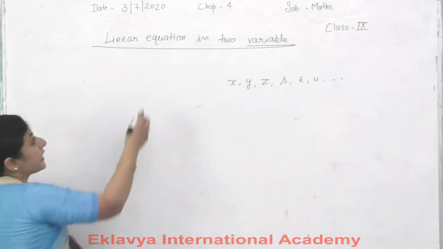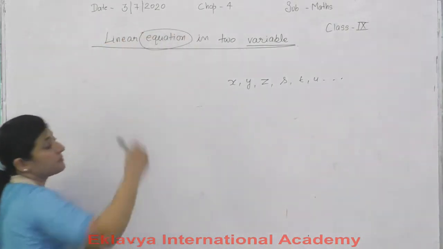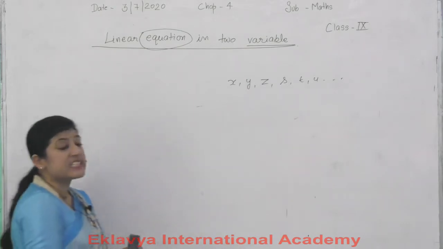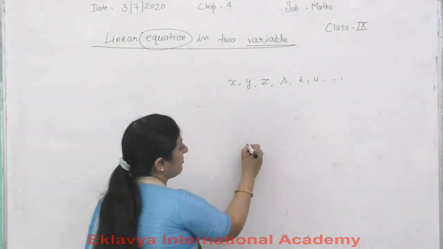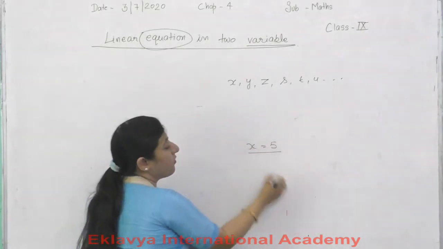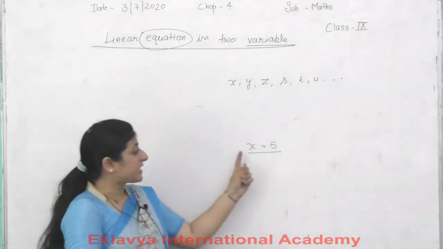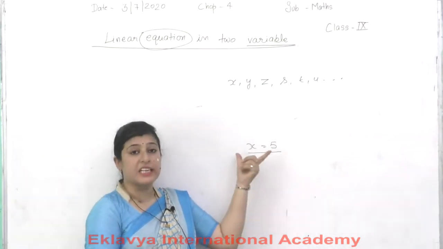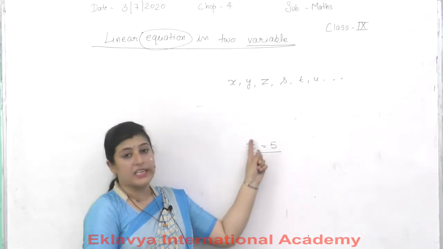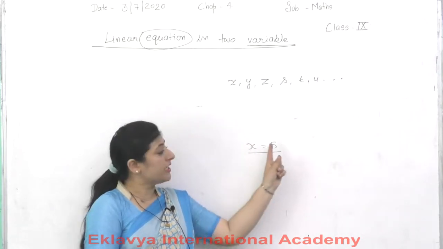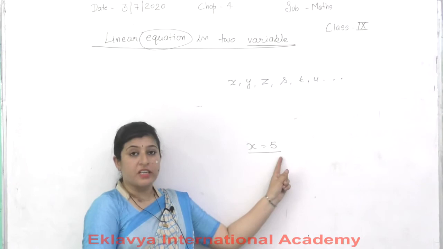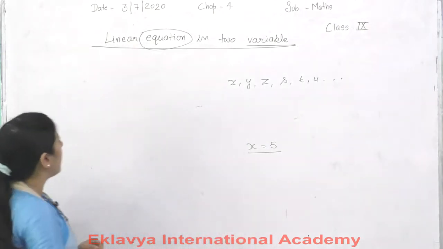Now see equation. What is an equation? An equation is a statement of equality. We show that x is equal to 5. If I write x is equal to 5, it means there is a relation of equality. The value of x is shown equal to 5. So this is an equation.